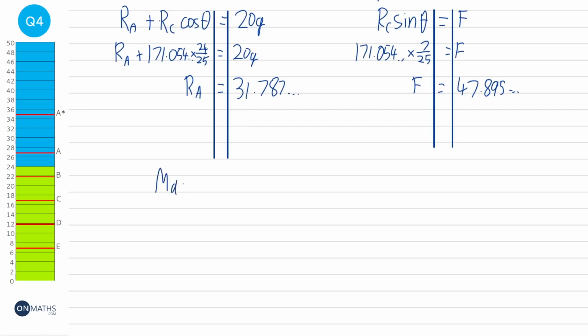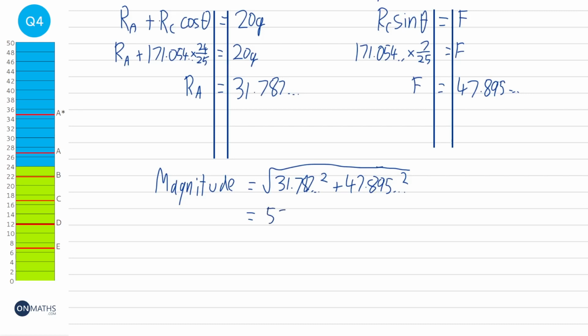So the magnitude is going to be the square root of 31.787 blah blah blah squared plus 47.895 blah blah blah squared, and that will be 57.5 to 3 significant figures, and it's a force, so therefore it's going to be newtons.